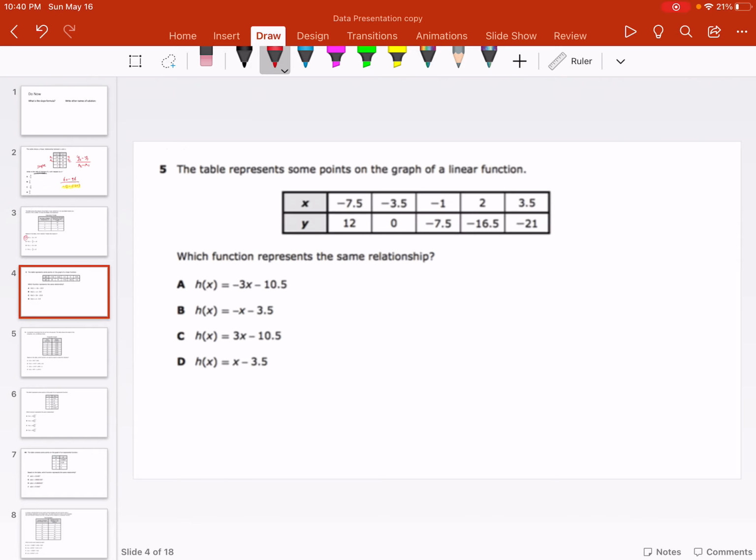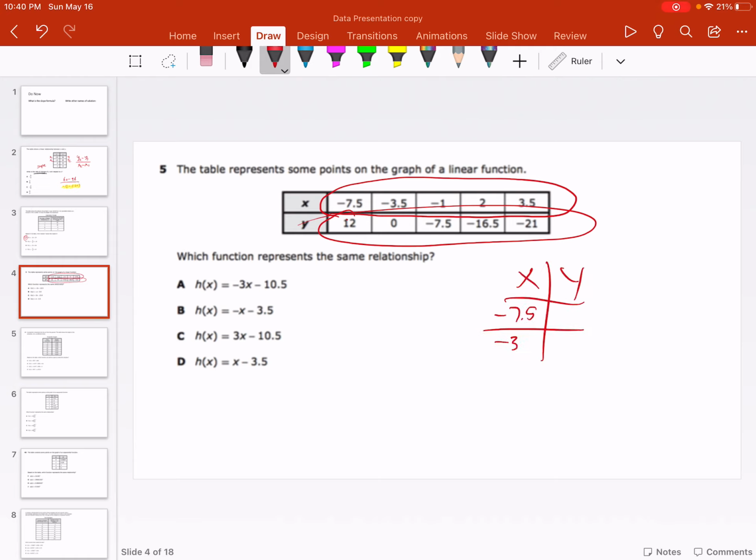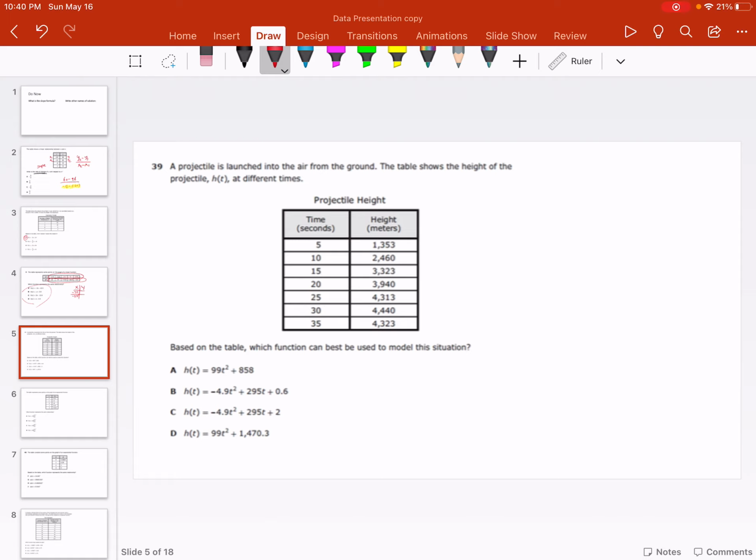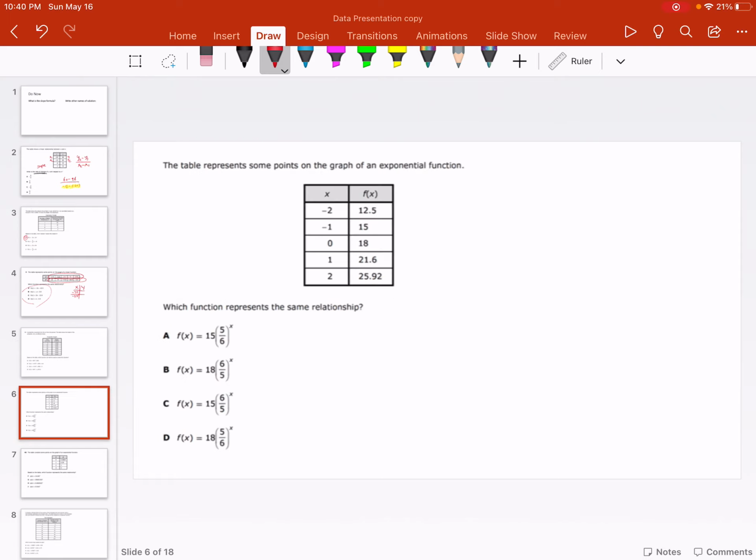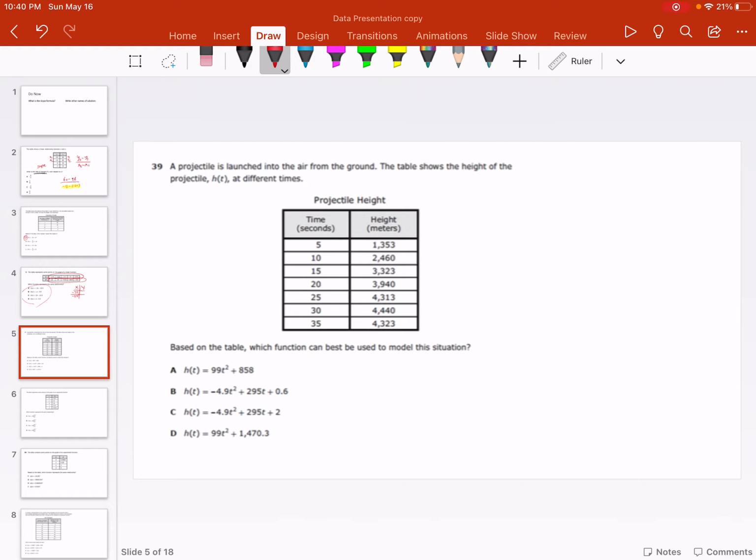Same thing here. You just put this one into the decimals. You put the numbers on the top in the x values and the numbers on the bottom in the y values, like in the table like this. You just put negative 7.5, like negative 3.5, like that, and put in every single one of them and see which one matches. So same thing. This one is going to be quadratic, okay?